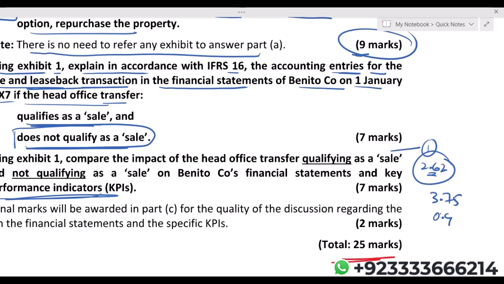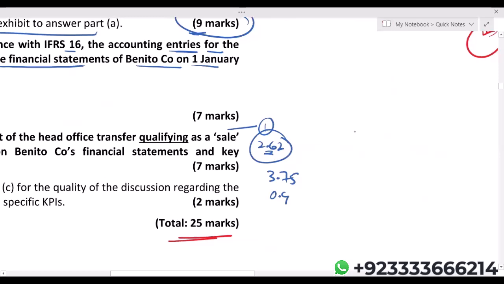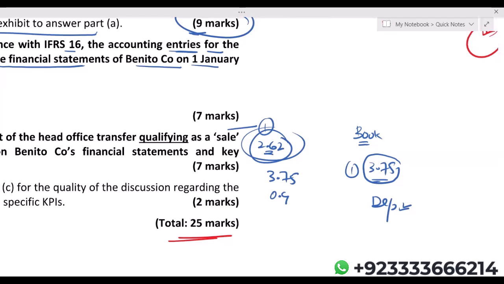Okay, now, if the transfer is not qualifying as sale, now try to understand. In the books of the lessee, asset will remain at 3.75, number one. On this 3.75, depreciation will be higher than depreciating the right of use asset 2.62. So the lessee will be depreciating 3.75, and depreciating 3.75 will result in a higher depreciation as compared to right of use asset.